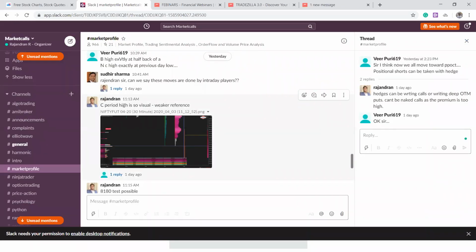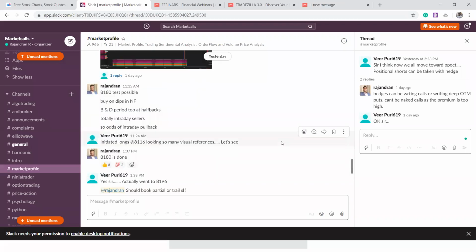So my comment is that the C period high is so visual. My comment is that an 8180 test is possible. Buy on dips in Nifty. And there are B and D also. There are a lot of other weaker references. So totally, I was seeing that particular day a lot of intraday sellers, so a lot of intraday pullback is there.